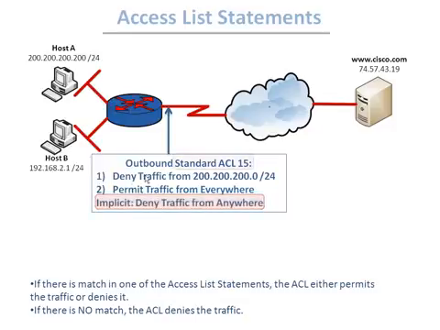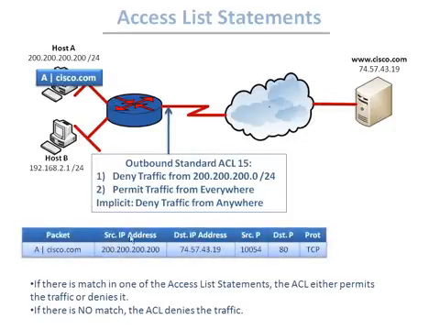We have a standard numbered access list, and there are three statements in it. One deny, one permit, and then the implicit deny everything at the bottom. If host A is to send a packet, or is to open a web page at cisco.com, the packet will look something like that. It will have the source address, the destination address, source port, destination port, and the protocol.